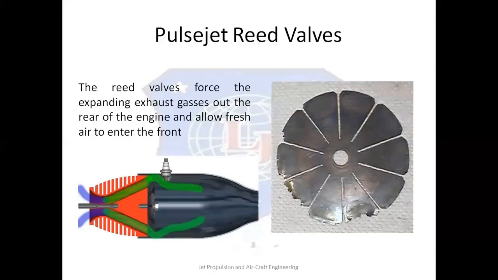Then once the air has entered the combustion chamber, the mixture is ignited and the pressure of the combustion chamber rises. At that time the reed valve does not allow any more fresh air, and then these combustible gases get out from the nozzles. And when these gases go out from the nozzles, the pressure of the combustion chamber reduces as compared to the diffuser, and then the next cycle begins.